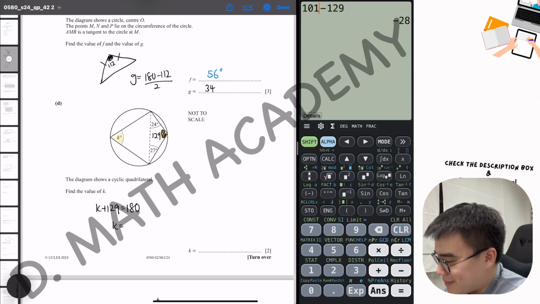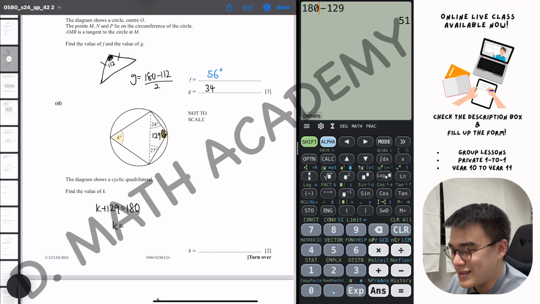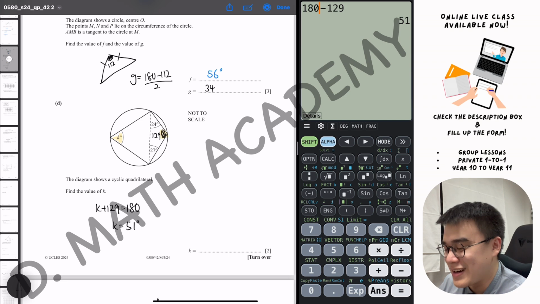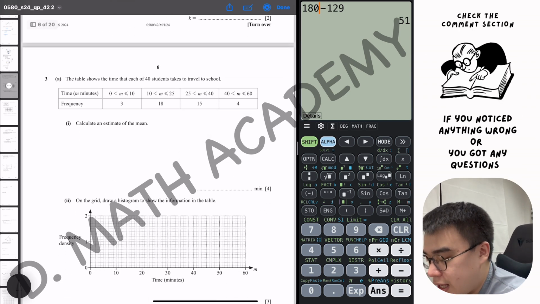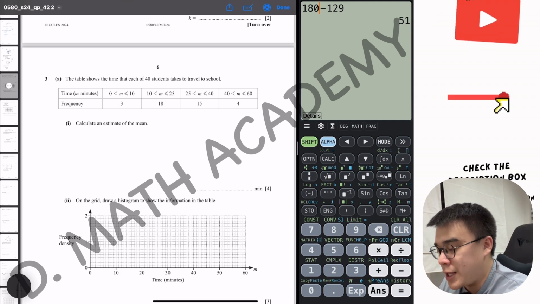Okay, the answer is just 51 degrees here for question D. Question 3A now asking us for the estimated mean.